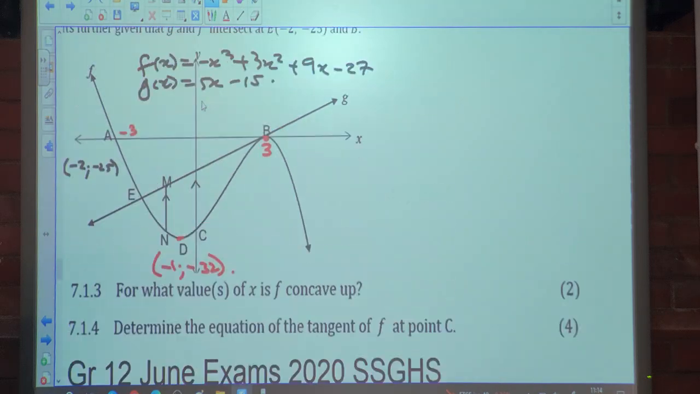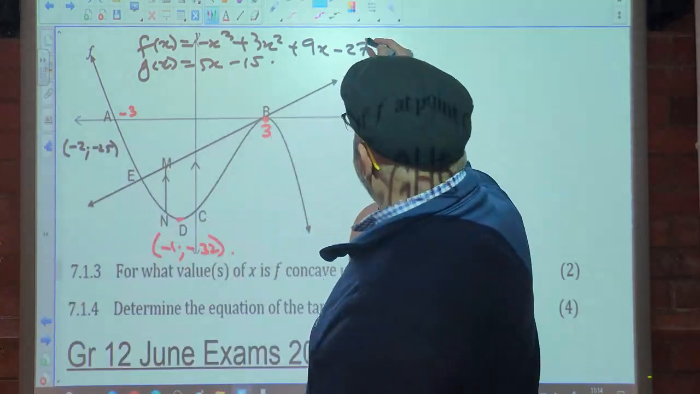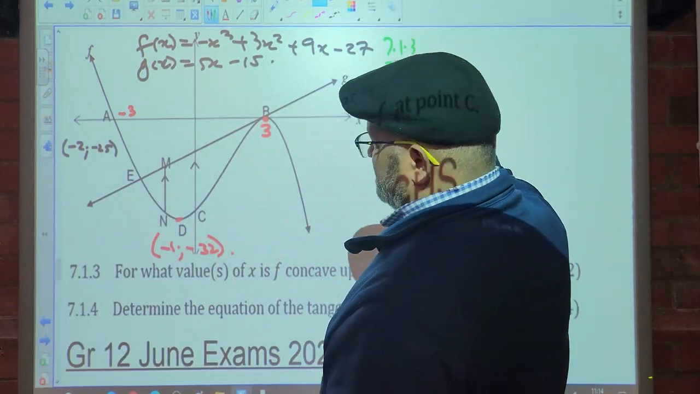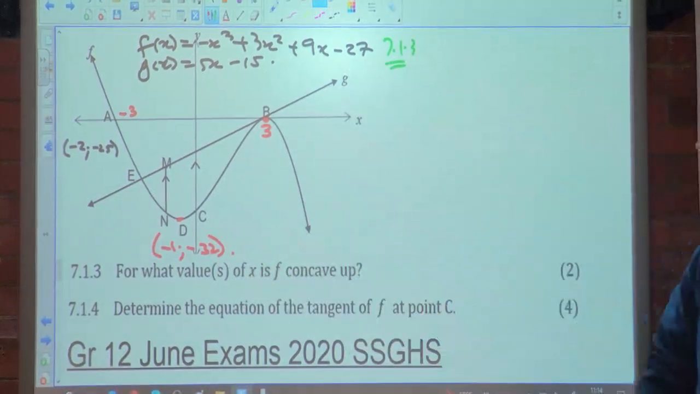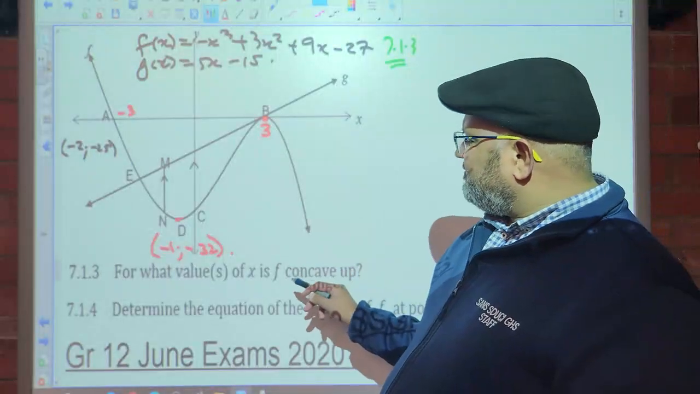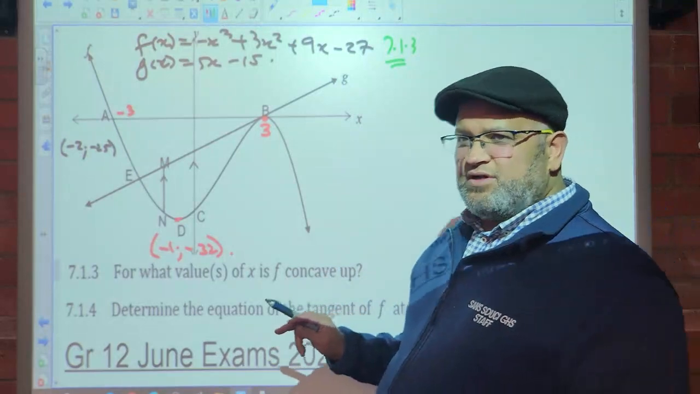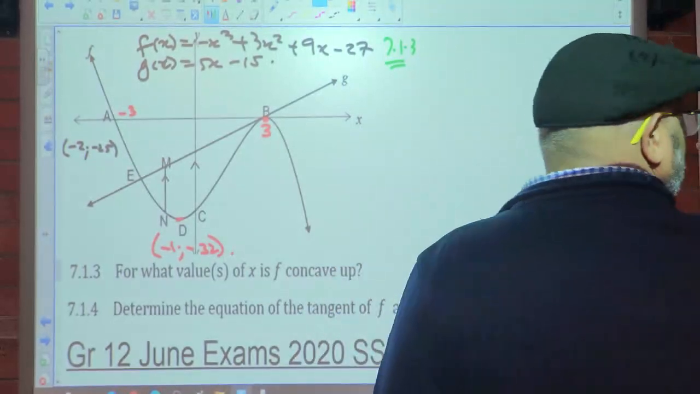7.1.3. In 7.1.3, the question says for which value or values of x is f concave up. But concavity depends on the second derivative. Not so?